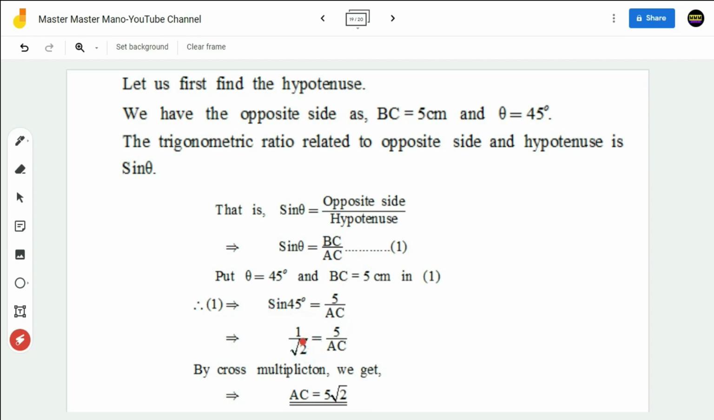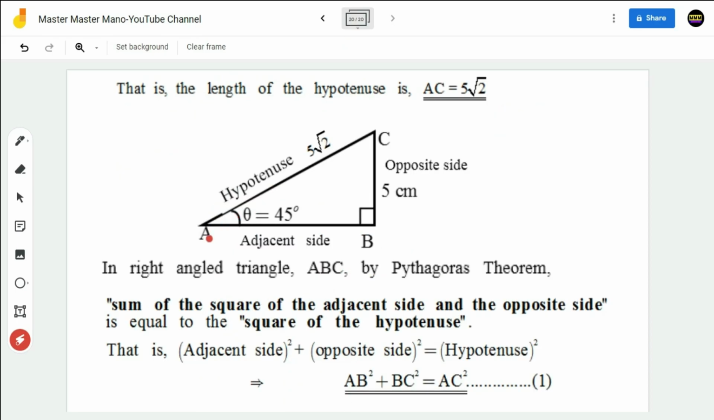This 1 by root 2 can be obtained from the trigonometric table. Therefore, 1 by root 2 is equal to 5 by AC. By cross multiplication, we get AC into 1 is AC, root 2 into 5 is 5 root 2. Thus, we have found the length of the hypotenuse AC as 5 root 2 centimeter. In right angle triangle ABC, the length of the opposite side BC was given in the problem itself, and this angle was given. We found the length of the hypotenuse AC as 5 root 2 centimeter.